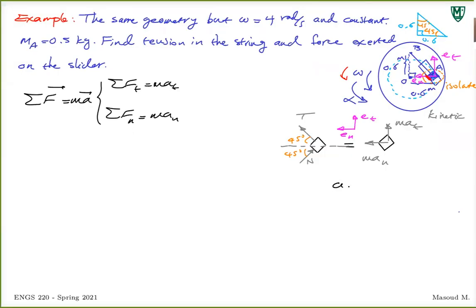Same story. A tangent is R alpha. A normal is R omega squared. Right? That doesn't change. So what is AT? Can someone tell me what is the tangential component of the acceleration? That's something you have to pay attention to as well.